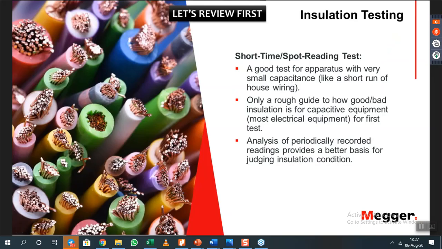So the spot reading test is a good test for apparatus with very small capacitance. This is good for apparatus with very small capacitance. And it is only a rough guide of how good or bad your insulation is for capacitive equipment on a first test. And for analysis of the spot reading test, you need to do the trending.